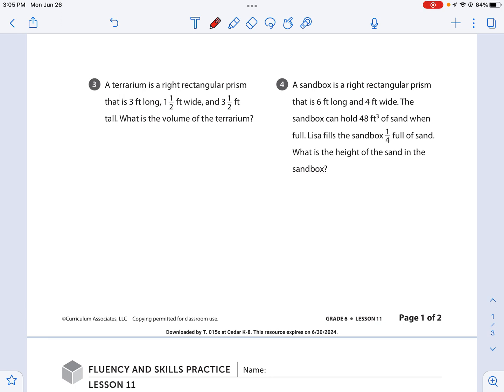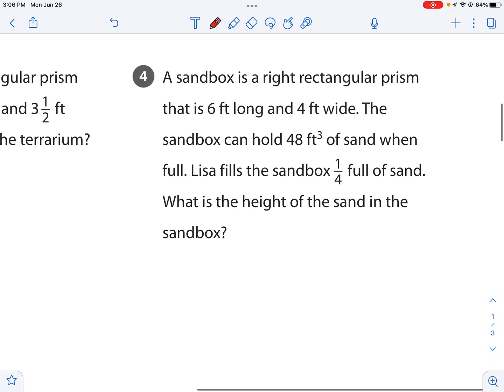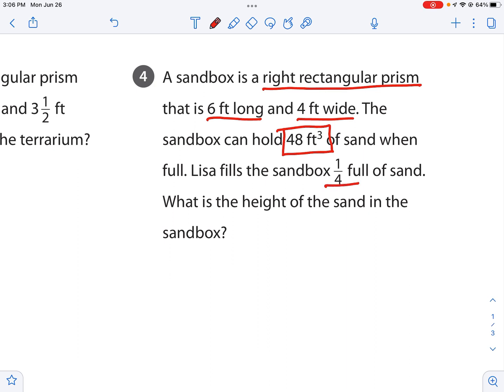Okay, I am going to do number 4 with you because number 4 has some extra steps besides just finding regular volume. Okay, so first I'm going to start by reading it. It says, a sandbox is a right rectangular prism that is 6 feet long and 4 feet wide. The sandbox can hold 48 feet cubed of sand when full. Lisa fills the sandbox 1/4 full of sand. What is the height of the sand in the sandbox?